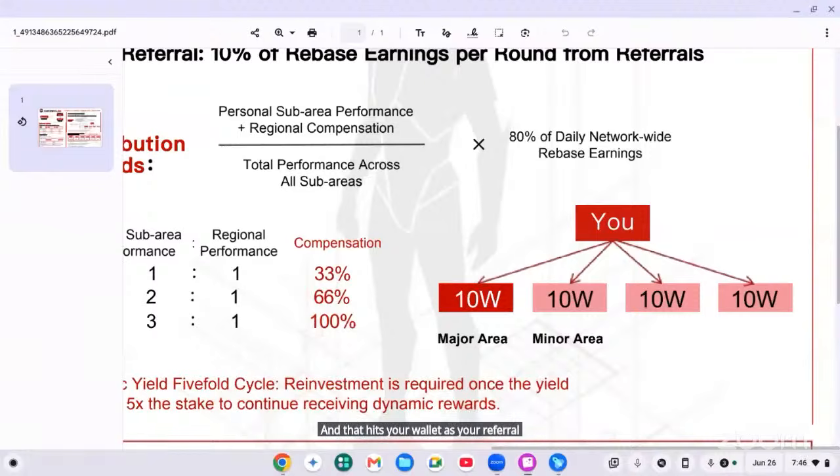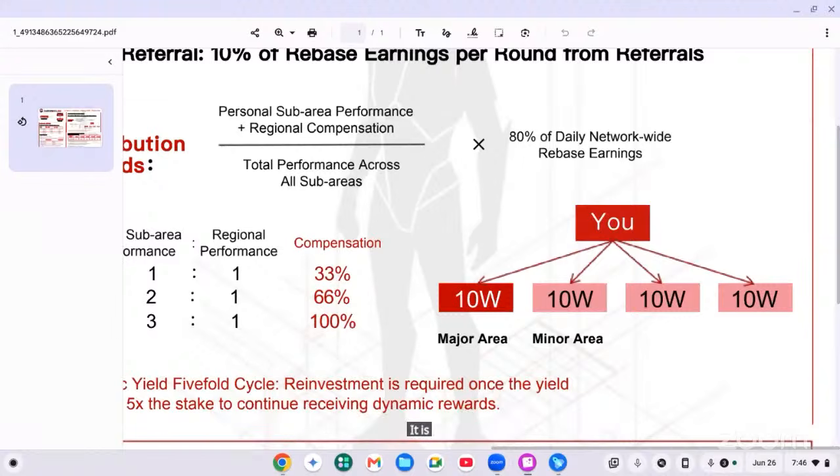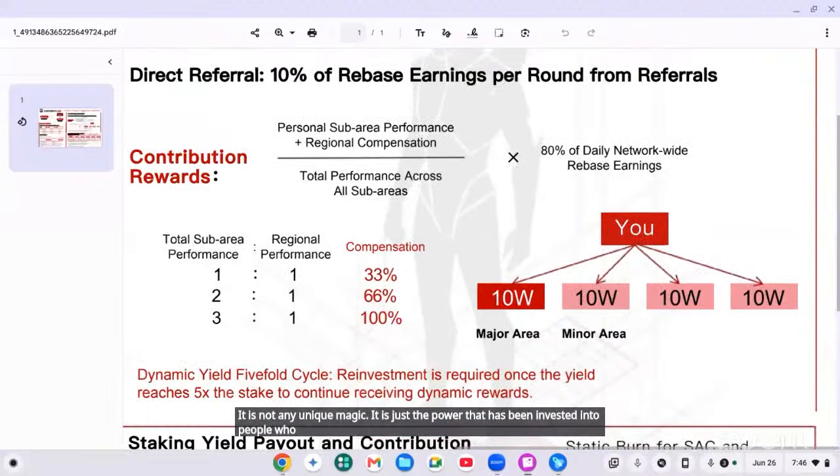And trust me, this is what makes those guys in other networks waking up to over 100,000 daily, over 20,000 daily, 10,000 daily. All those stories and videos we see about, it is not any unique magic. It is just the power that has been invested into people who build, the opportunity that has been granted, where your actual value is being rewarded in the long run. And that is how this Shadows Claw works.